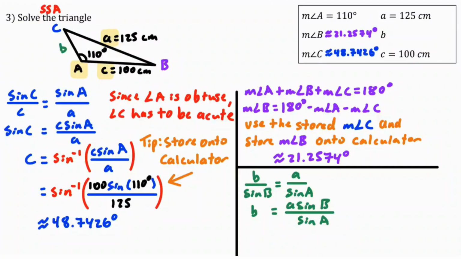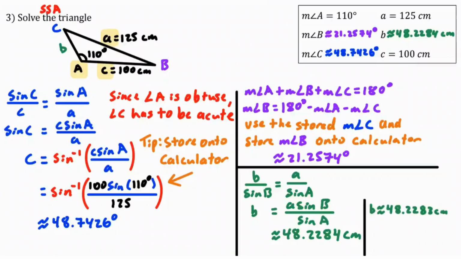And then since we already store angle B and angle C in, we just need to use our angle A and side A into this problem, and we get B to be about 48.2284 centimeters. And that's our solution. If you are trying this on your own, you might get B to be about 48.2283 centimeters, which is off by 0.0001.